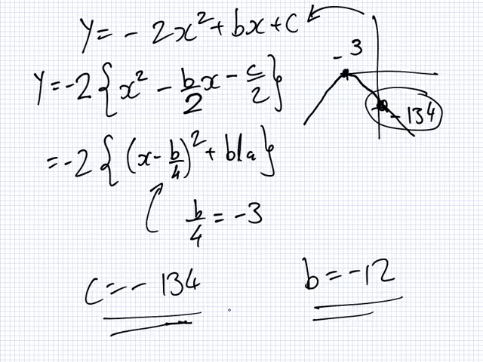Okay, anything else now from that lesson, since it's open? Wait, so it's minus 2x minus... Yeah, so the answer, of course, is minus 2x squared minus 12x minus 134.